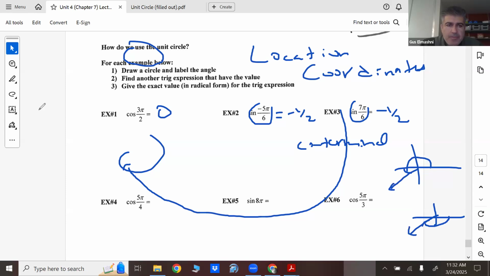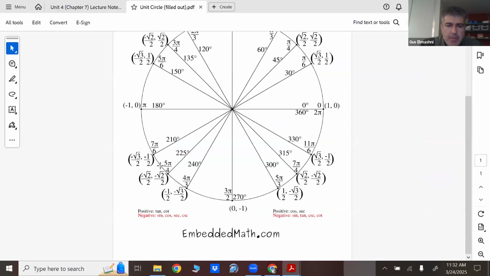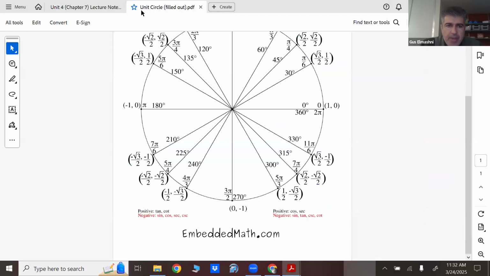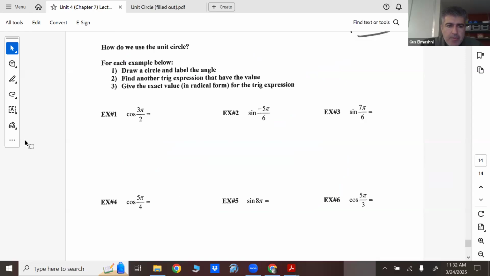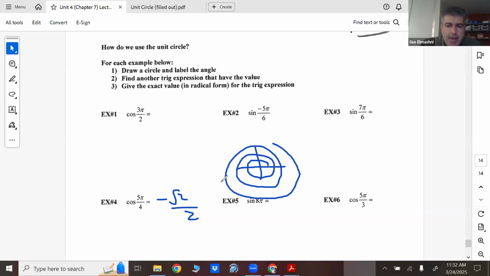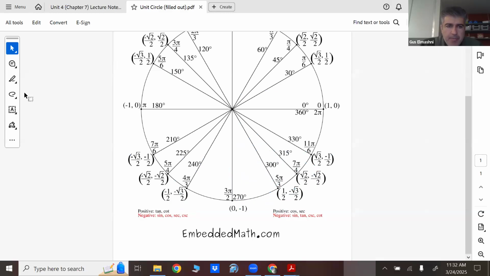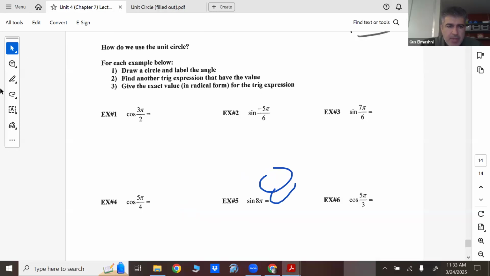5 pi over 4. Going back to the unit circle, that's going to be in the third quadrant. We're asked for the cosine. That's going to be the x coordinate, negative root 2 over 2. Sine of 8 pi. If you go around once, it's 2 pi, 4 pi, 6 pi, 8 pi. And back at the positive x-axis, the y-coordinate there is 0. And then 5 pi over 3, you want the x-coordinate at 5 pi over 3, which is over here. You want the x-coordinate, which is 1/2, so we say 1/2, because that's for the cosine.